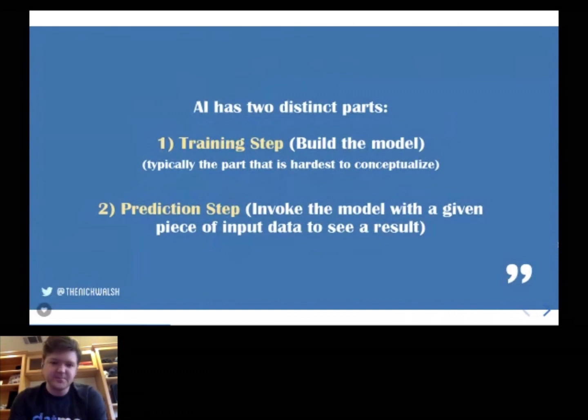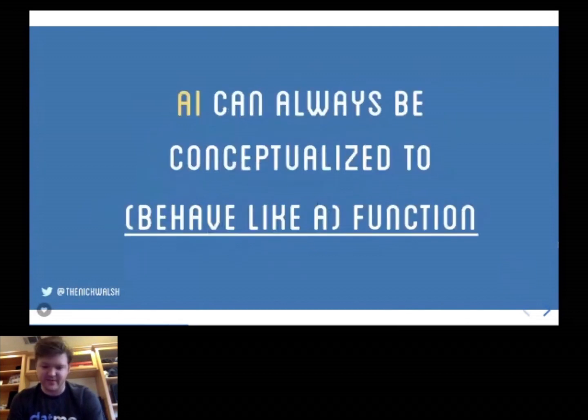And so I think we understand prediction from an architectural perspective, but training usually is where people get tripped up. So the way I like to think about it is that AI at a very broad level can always be conceptualized to behave like a function. AI collectively is very hard to conceptualize that way, but if you break it into the two individual steps as two separate functions, I think it'll start to become a lot clearer. And I'll show you that right here.